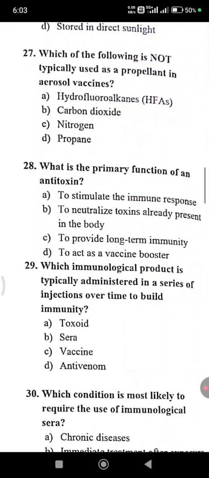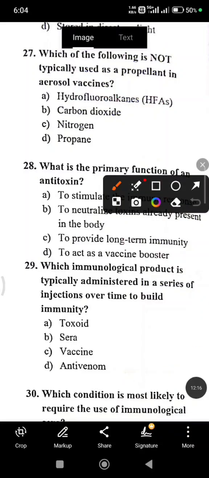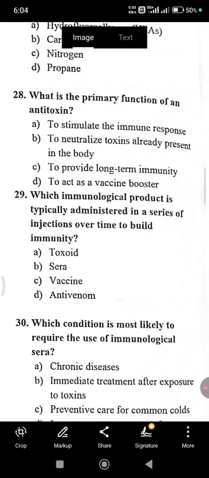Which of the following is not typically used as a propellant in aerosol vaccines? That is option D, propane. What is the primary function of an antitoxin? Option B, to neutralize toxins already present in the body.